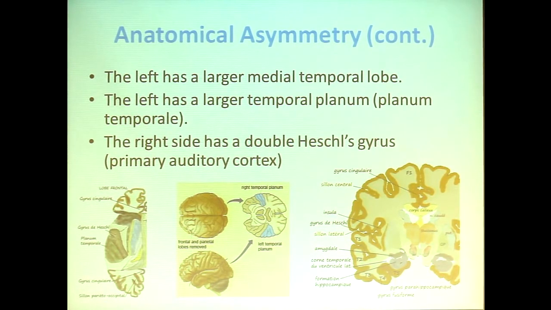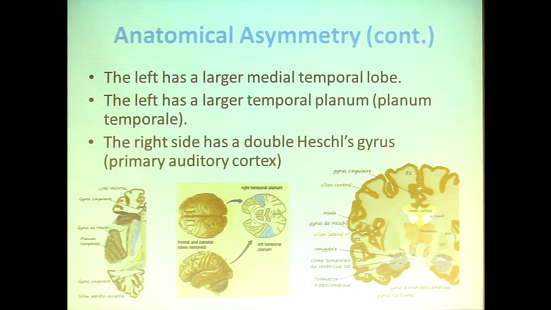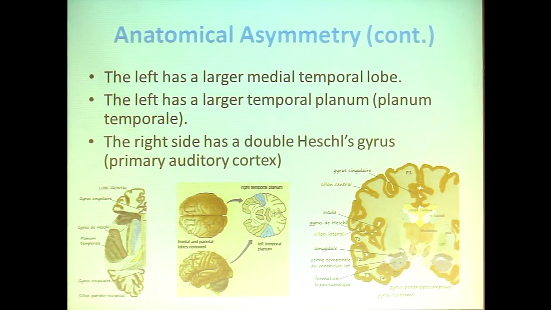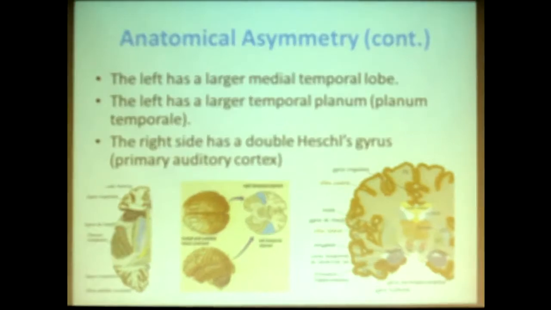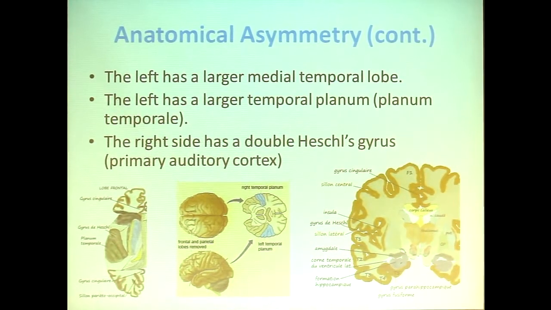So the left has a larger temporal planum than the right, but the right side has a double Heschl's gyrus, which is in the primary auditory cortex. If you look at this picture here again, here's the planum temporal, here's Heschl's gyrus. In this picture here, looking at it sliced through this way, here's your Heschl's gyrus there. There's your insula. So it's that part there that's quite different between left hemisphere and right hemisphere. And it is suspected that it has a lot to do with verbal ability, language.